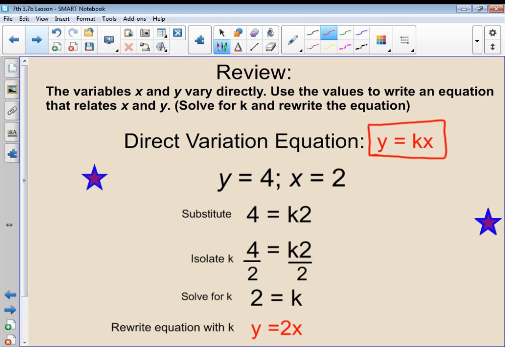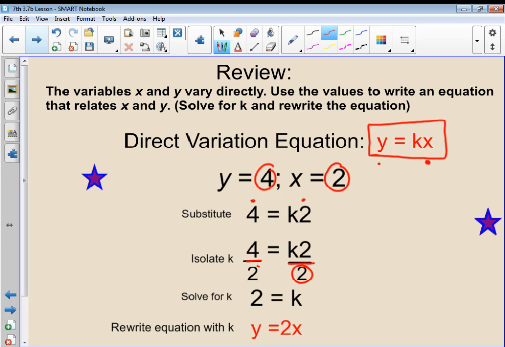In our first scenario, they're telling us that y is 4 and x is 2. Our first step is to substitute in. Notice that I substituted in 4 where y is in our equation, and then I put our 2 where x is in our equation. Our next step is to isolate k. To isolate k, we have to get rid of that times 2, so we divided by 2 here.